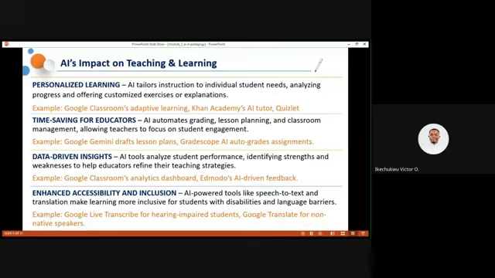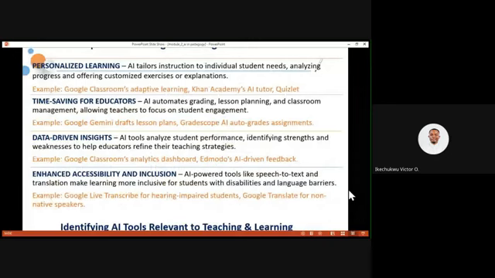And that's what helps the visually impaired and the hearing impaired to be included in the whole learning process, at least to a good degree, right? So there is Google Live Transcribe for hearing impaired students, Google Translate for non-native speakers, and captioning on YouTube. All of those things are there to help ease the situation.